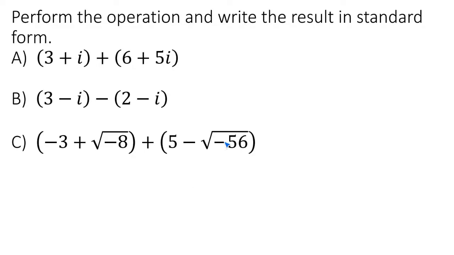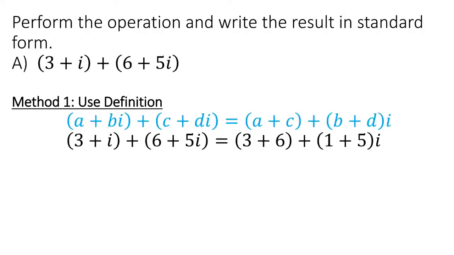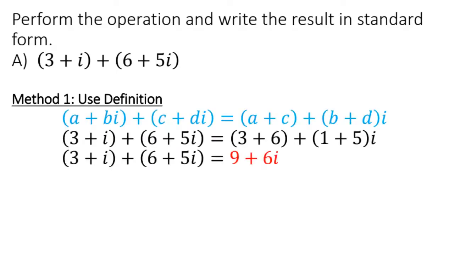So we're going to practice some of these. We'll do the first one. If you wanted to use the definition, I went ahead and wrote it here for us to see. Our two complex numbers are 3 plus i and 6 plus 5i. So we would add 3 plus 6, and then we add the 1, because there's a 1 in front of i, plus 5. We get 3 plus 6 is 9, and 1 plus 5 is 6. So this is our answer.